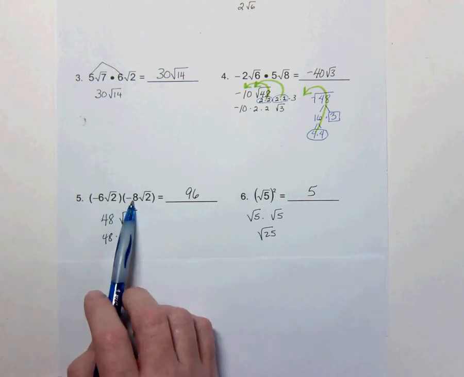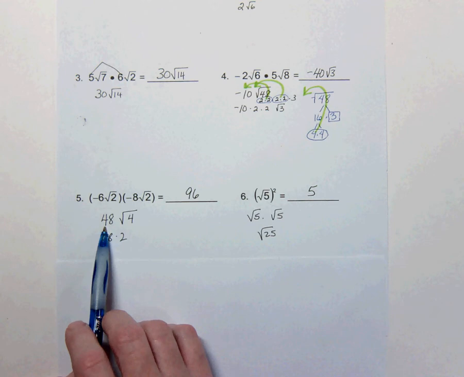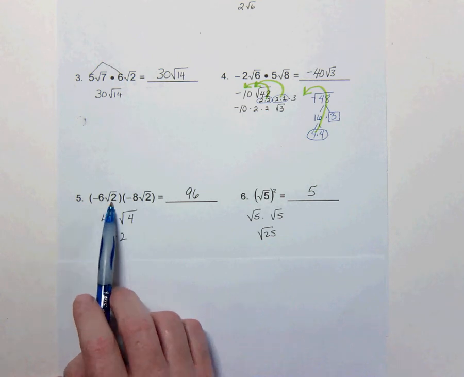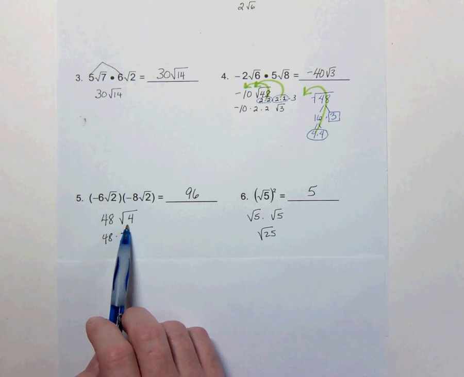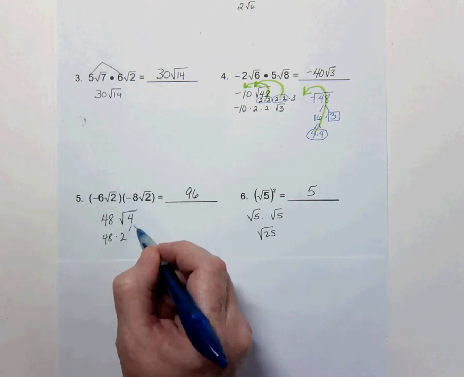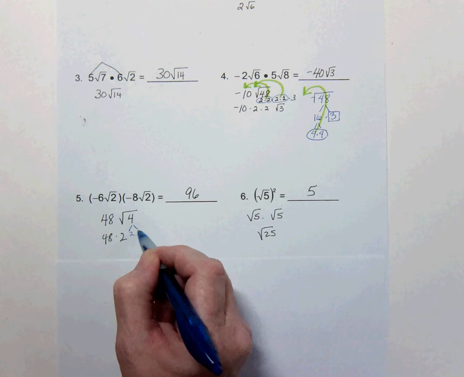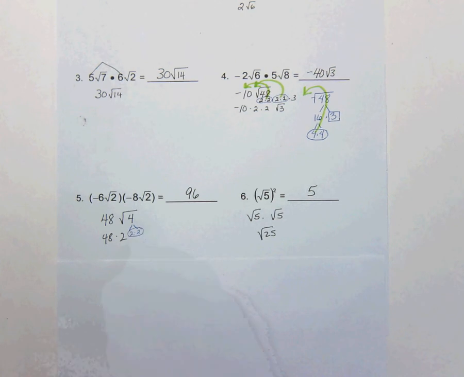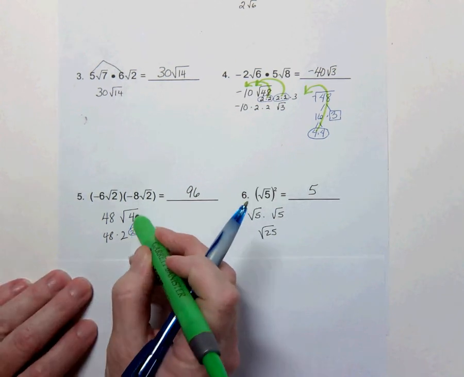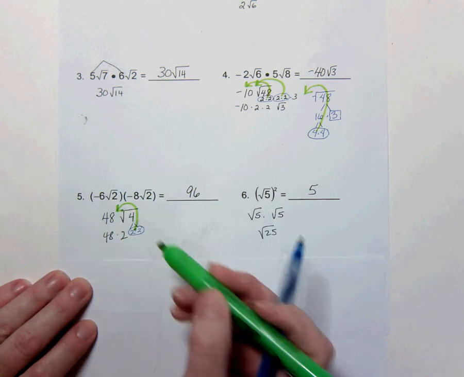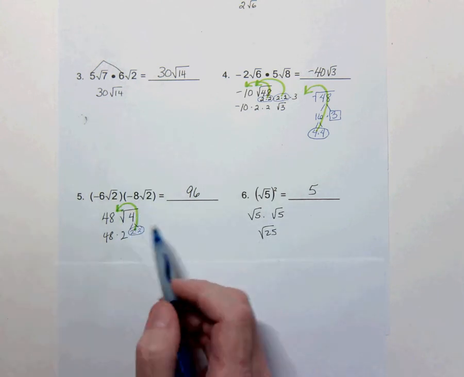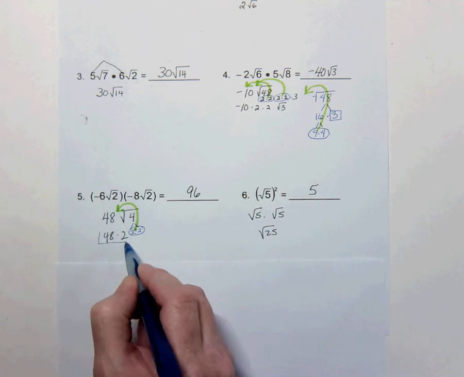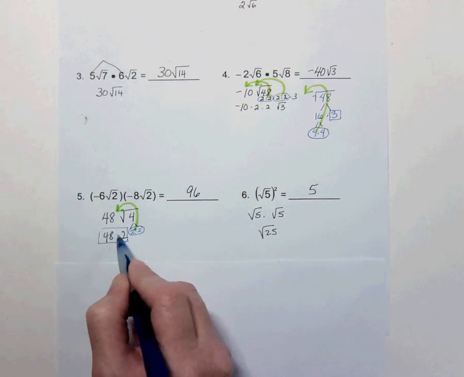Negative 6 times negative 8 is a positive 48. A square root of 2 times square root of 2 is a square root of 4, but a square root of 4 factors to a pair of 2's. Therefore, completely factored outside the radical as a 2, so that is a perfect square. It completely goes away, so that you're just doing the multiplication of 48 times 2, which is 96.